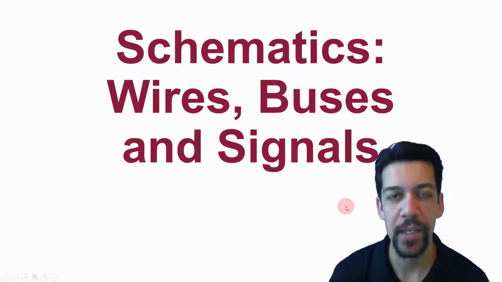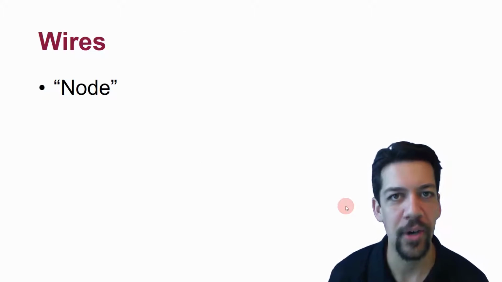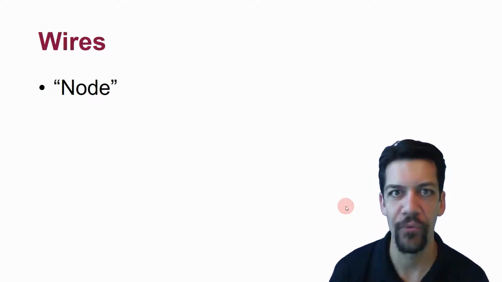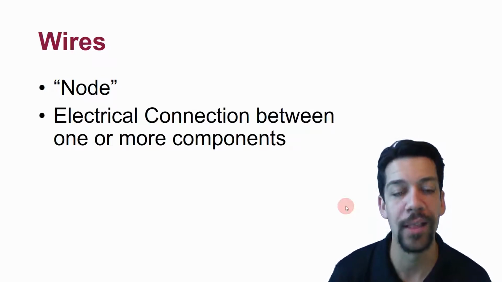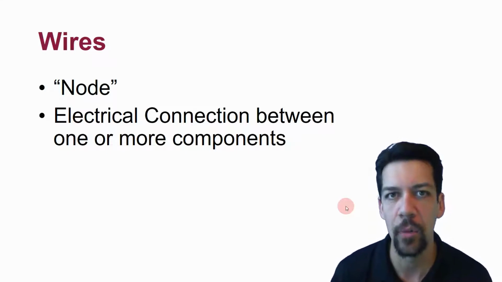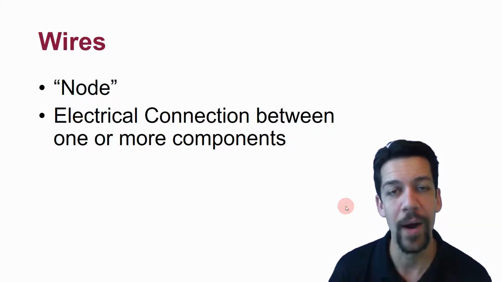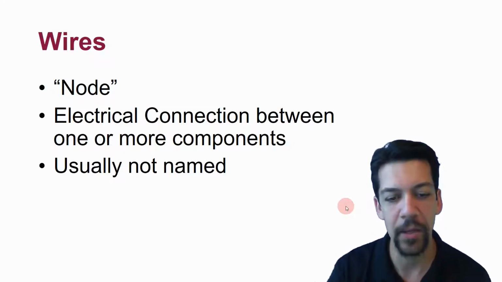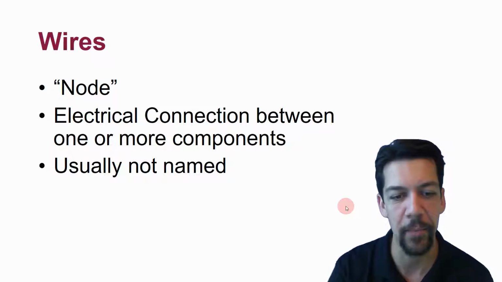Now let's look at how these components are connected together on schematics. Wires on a schematic are usually what's referred to as a node. A node is one or more electrical connections between components. So a wire is not a single physical wire on a schematic. It is one place where a bunch of components are connected together, right? It's usually not named. It's usually just a line that goes between components on a schematic.